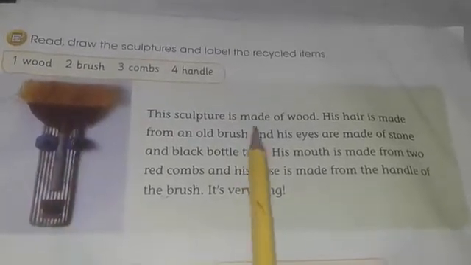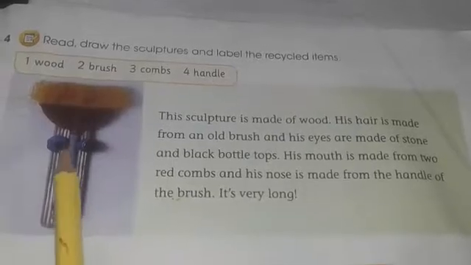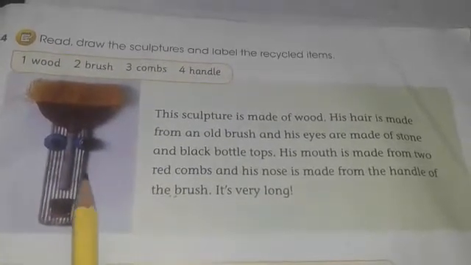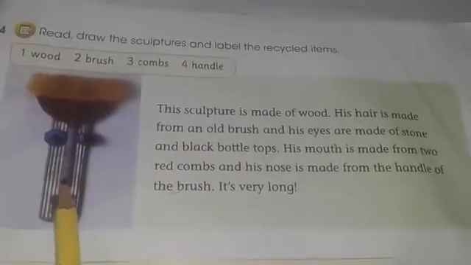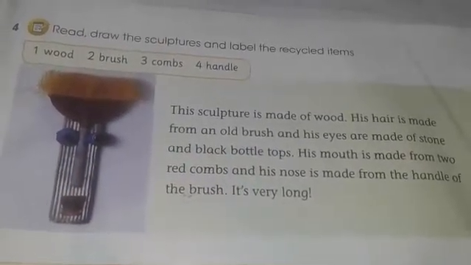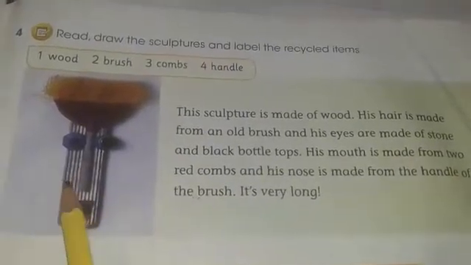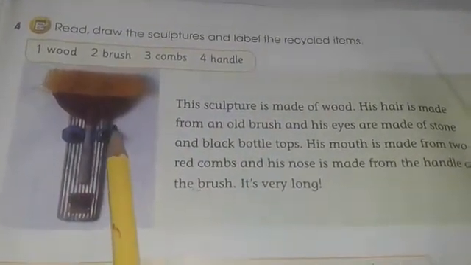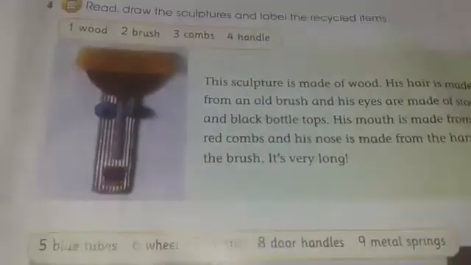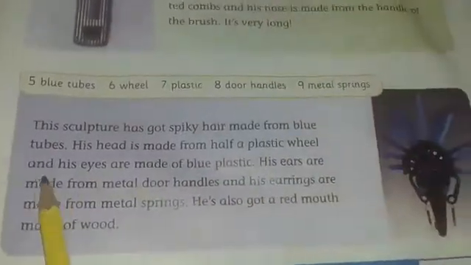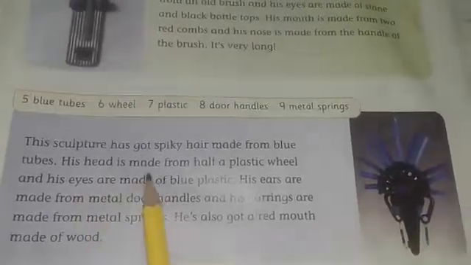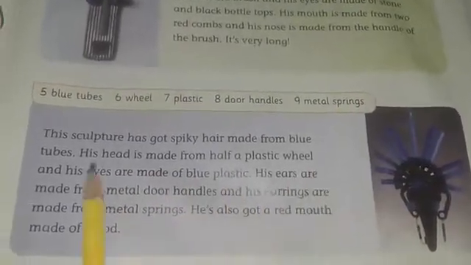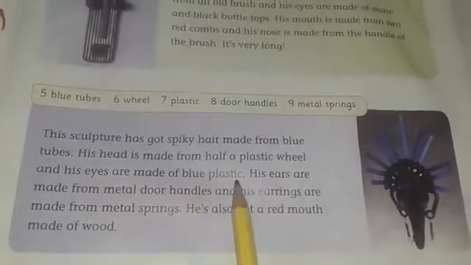We use made of to say if the sculpture is made from that particular material. We use made from to say that the thing is made from another material. Right, here they have used bottle tops for the eyes, right? The next one is, this sculpture has got spiky hair made from blue tubes. Here he has made the hairs with the blue tubes. His head is made from half a plastic wheel and his eyes are made of blue plastic.